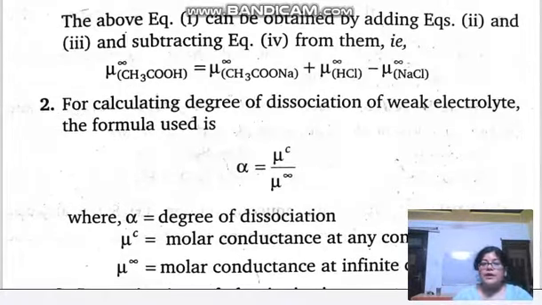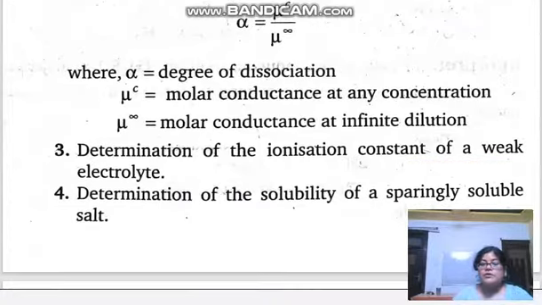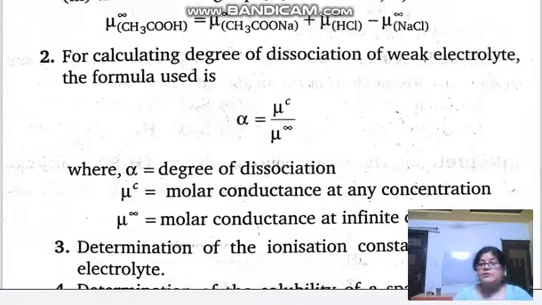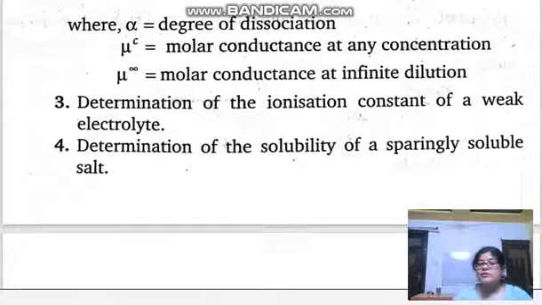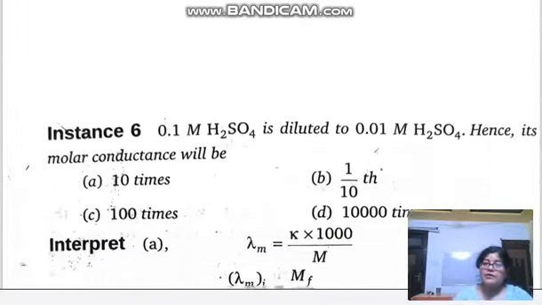Now this is also an application of Kohlrausch's law. Kohlrausch's law is used to find the degree of dissociation, that is, how much the electrolyte gets dissociated in the solution. Kohlrausch's law is also used in determining the ionization constant of a weak electrolyte. It is also used in determining the solubility of a sparingly soluble salt, how much that salt is dissolved in the liquid.